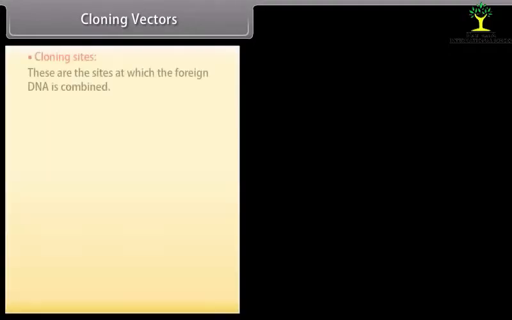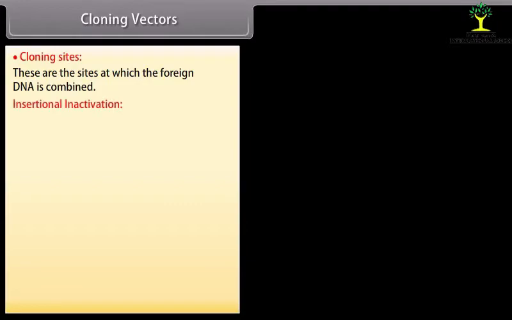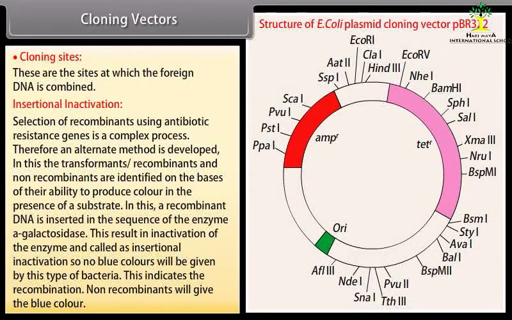Cloning sites. These are the sites at which the foreign DNA is combined. Insertional inactivation. Selection of recombinants using antibiotic resistance genes is a complex process. Therefore, an alternate method is developed.